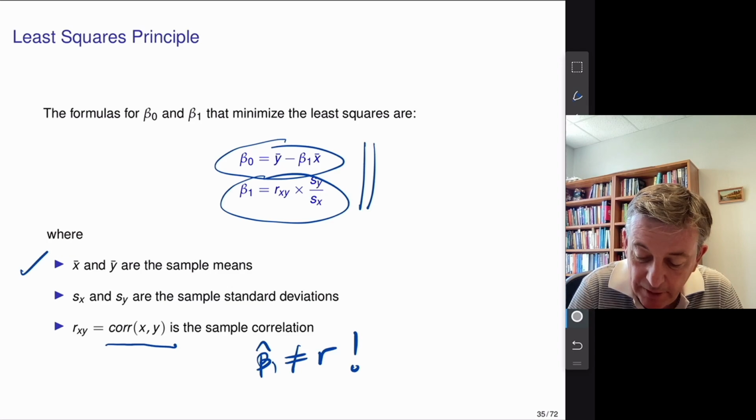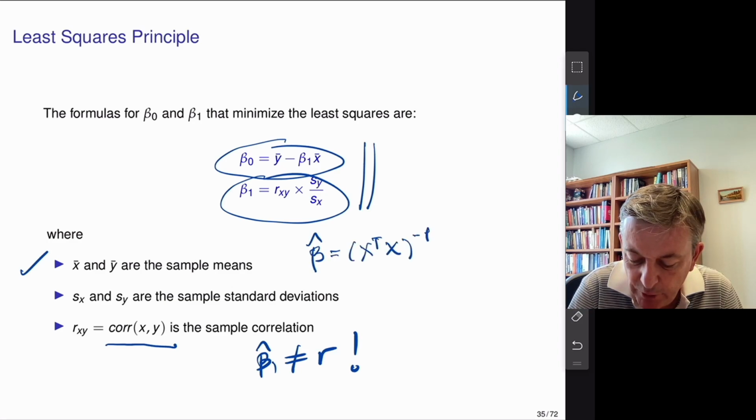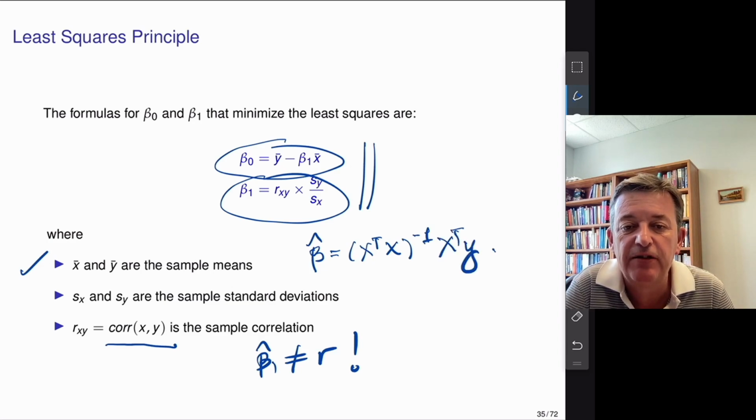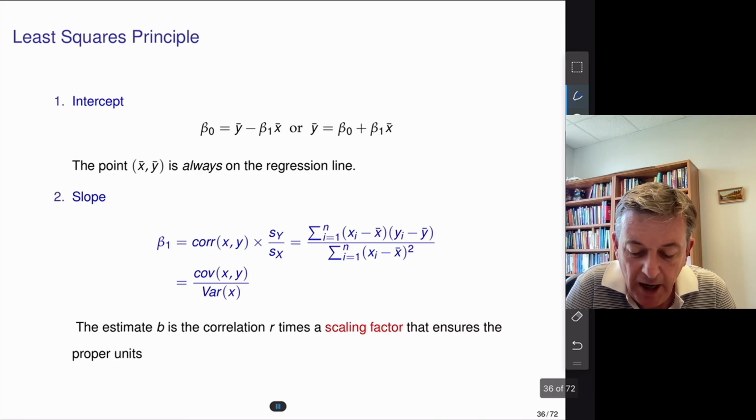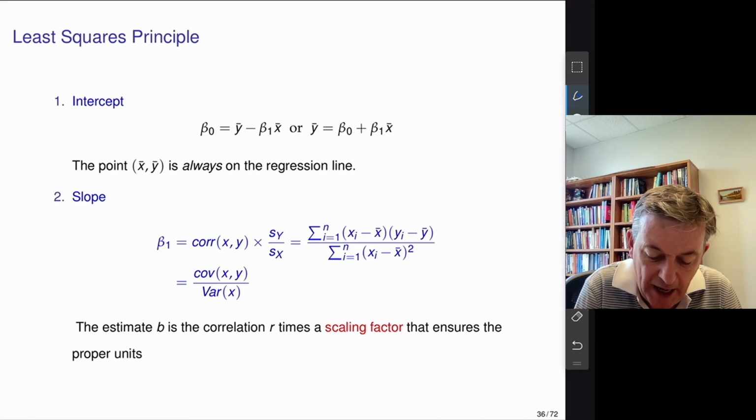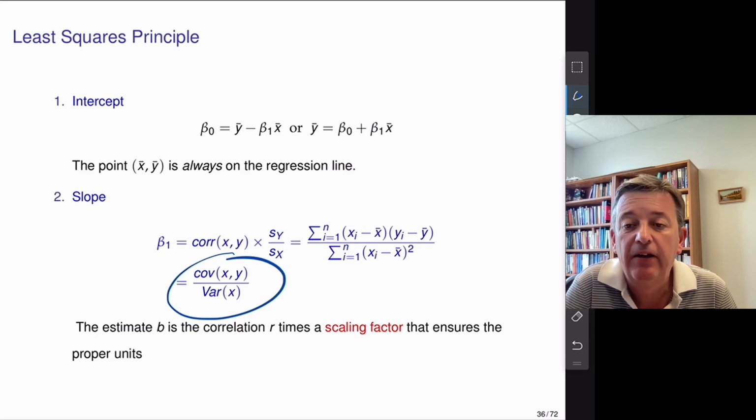Oh, and there's a general formula. If I have a big vector of parameters, where X is what's known as my design matrix, my stacked X variables, there's a general formula for beta hat: X transpose X inverse, X transpose Y. So these formulas generalize nicely to multiple regression. Another way of thinking of beta hat, in the finance literature, in factor modeling, they'll think of beta hat as the covariance of X and Y, or Y and X, divided by the variance of X.